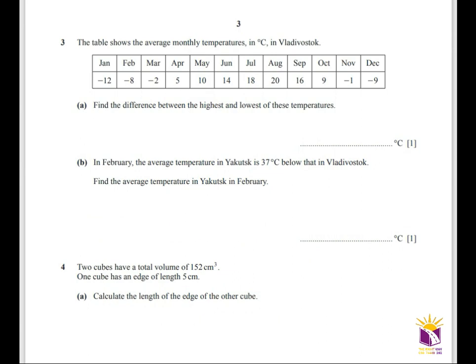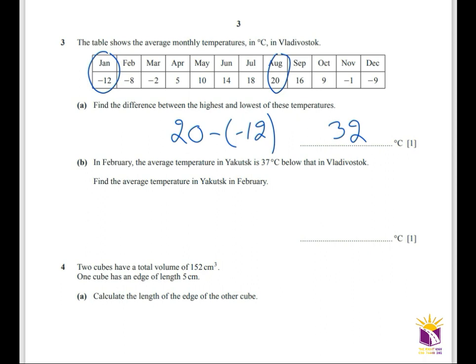Question number 3. The table shows the average monthly temperature in degrees centigrade in Vladivostok. Find the difference between the highest and the lowest of these temperatures. So which one is the highest temperature? August, 20 degrees centigrade. And which one is the lowest? Minus 12 in January. So as we are going to find the difference, we are going to subtract: 20 minus minus 12 will become 20 plus 12 and it will become 32 degrees centigrade. So the difference between the highest and the lowest of the temperature is 32 degrees centigrade.